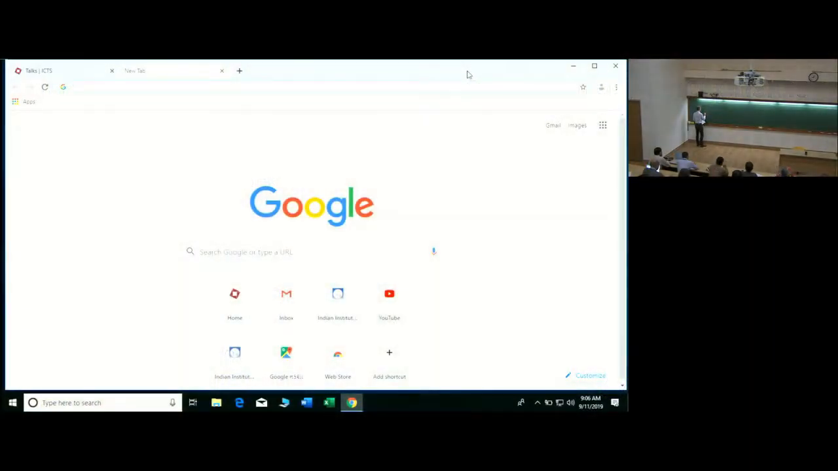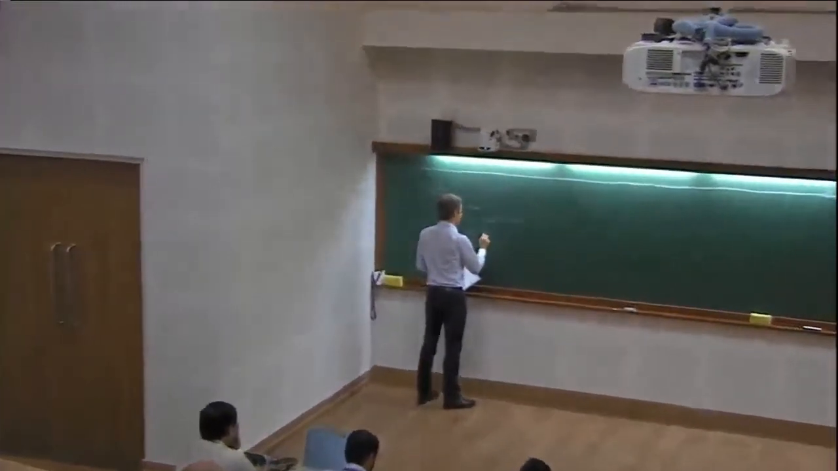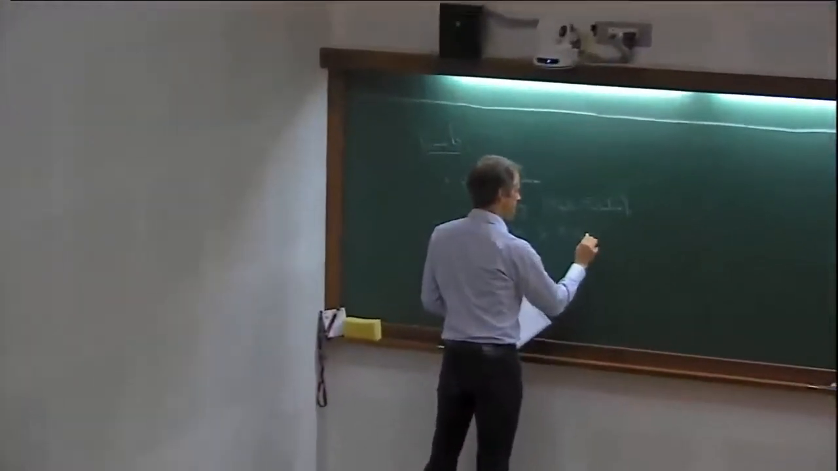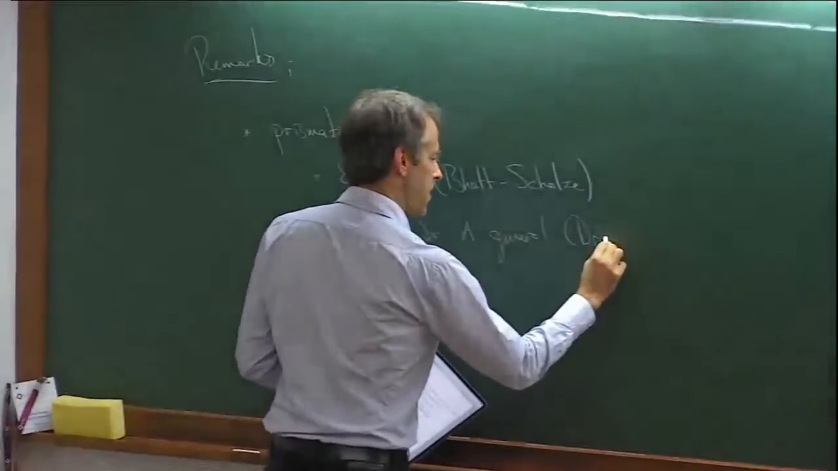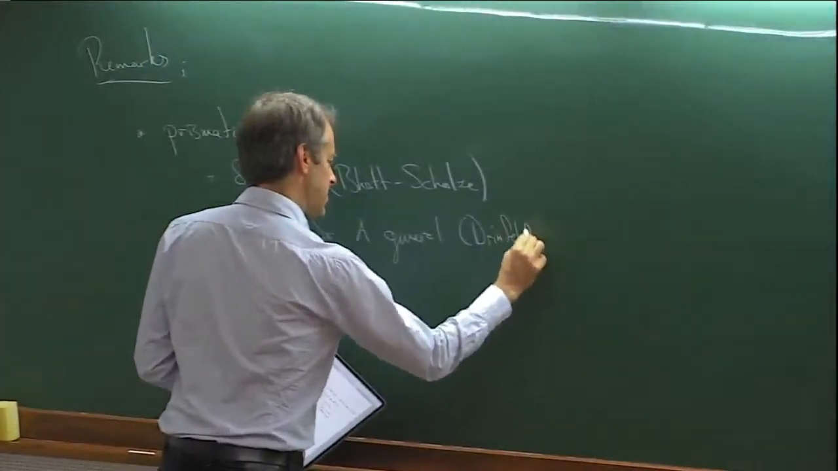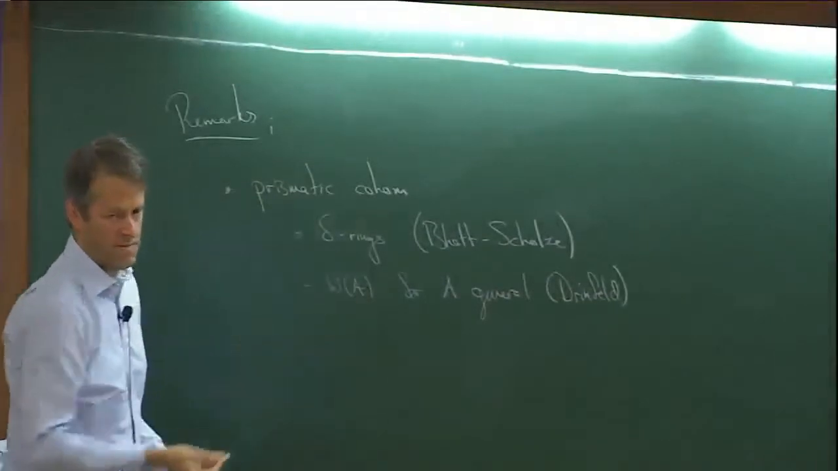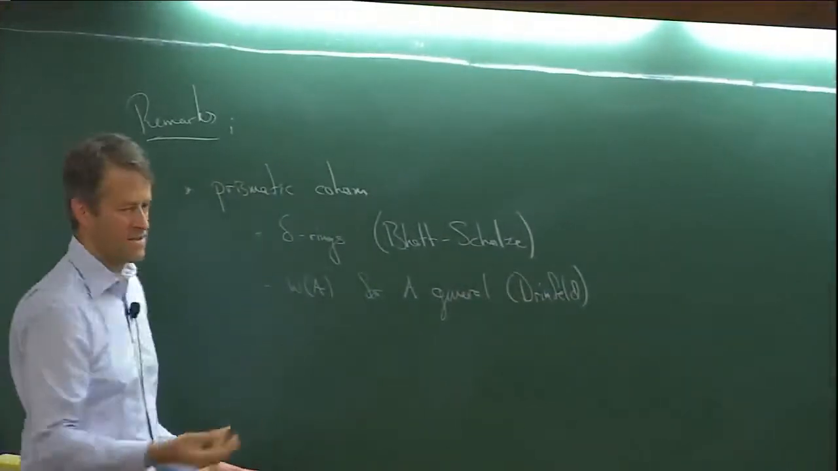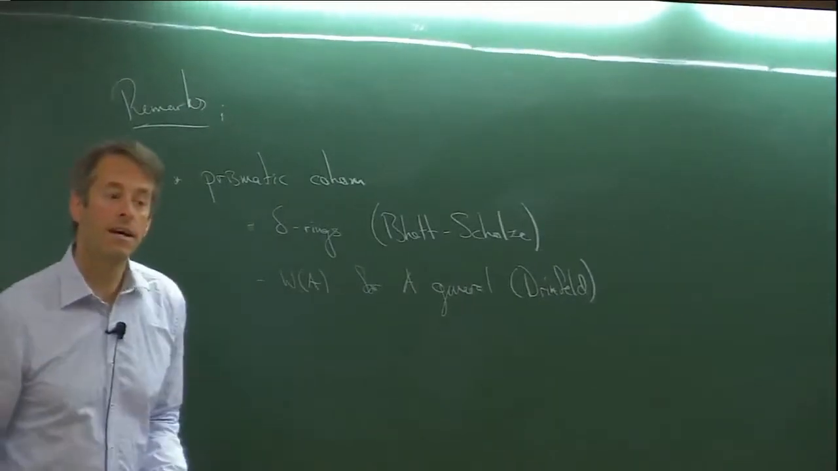Or you can take an approach using W_A for general A that Drinfeld is developing. I think he doesn't use delta rings so much, but he uses this universal object. Somehow the Witt vector functor and delta rings are kind of dual ways of looking at the same thing.